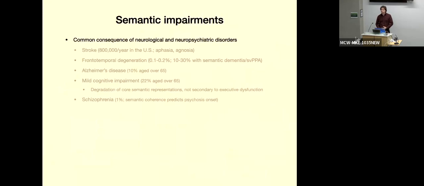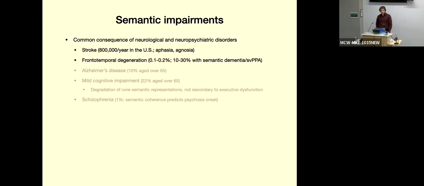So semantic impairments or disorders of the semantic system are a fairly common feature of neurological and neuropsychiatric disorders. They are a common consequence of stroke, and stroke is a highly prevalent disorder. You have 800,000 new strokes a year in the US alone. And as a consequence of stroke, you can have aphasia, which is language disorders, or agnosia, which is the inability to recognize an object from sight or from touch or from sound. And these all involve disorders of the semantic system.